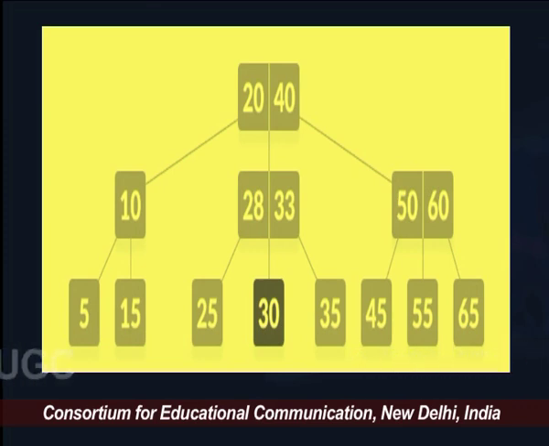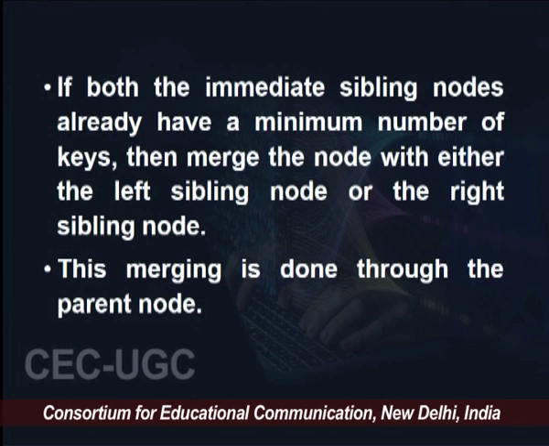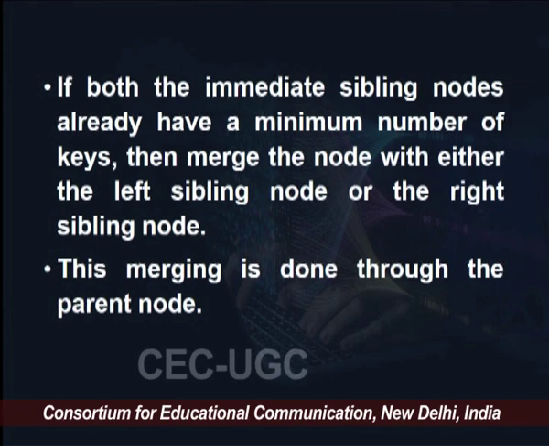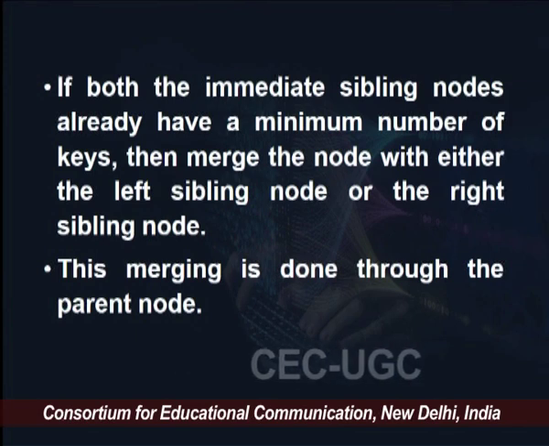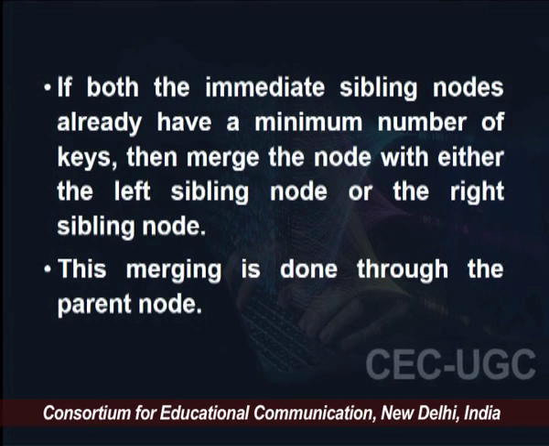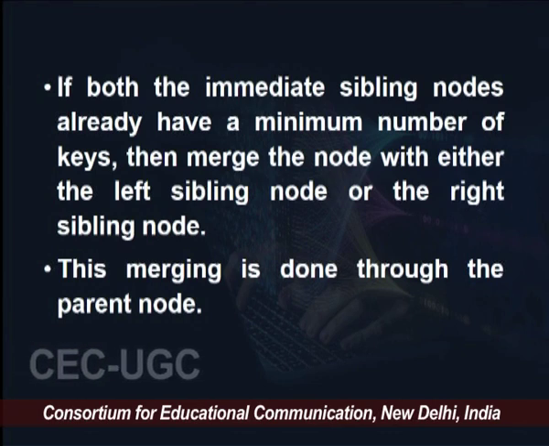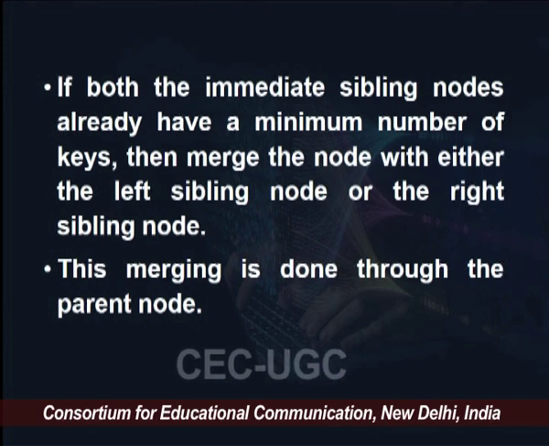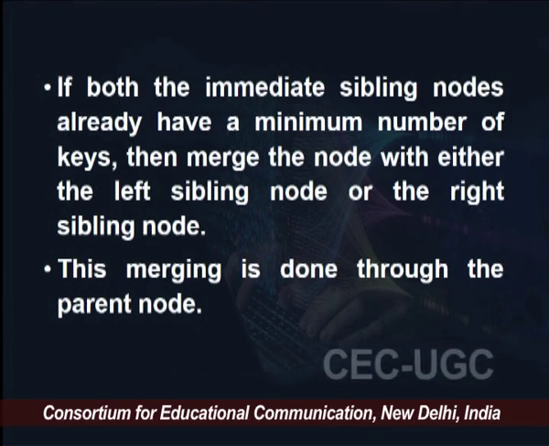Then a merging situation will occur, and this merging is to be actually done with the parent node. Now how are we going to do it? The situation is that both the immediate siblings, left and right, already have the minimum number of keys. Then what is to be done? Merge the node with either the left sibling node or the right sibling node, but the merging is done through the parent. Why is this to be done through the parent? In order to maintain the search property of the B tree.